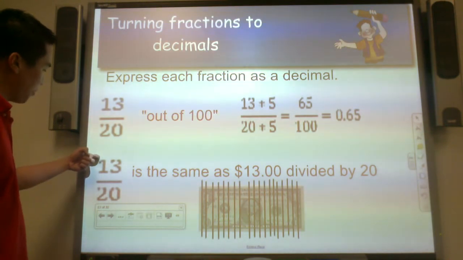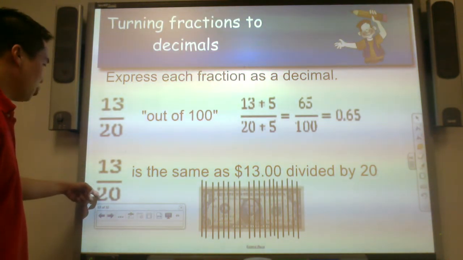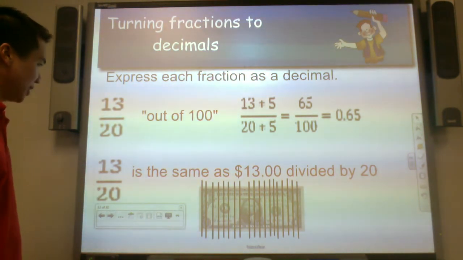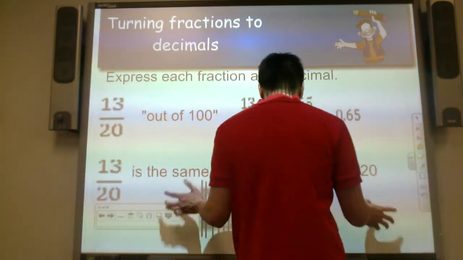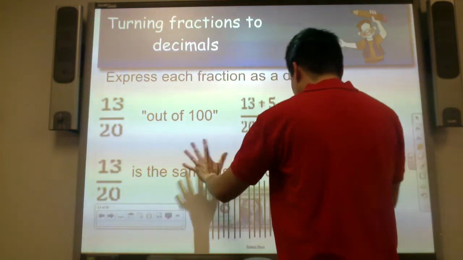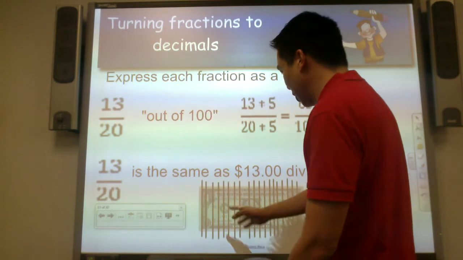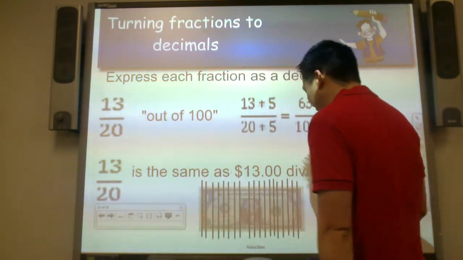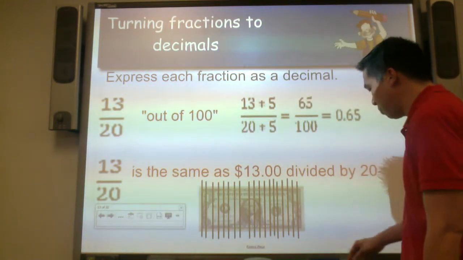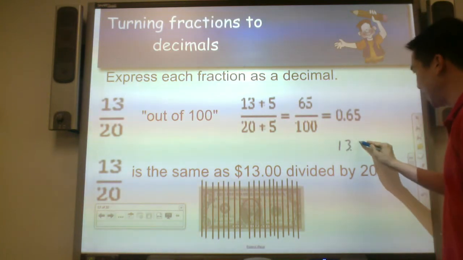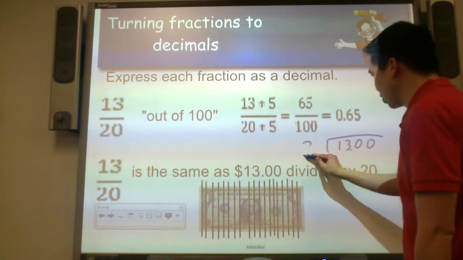If you do not care for the hundredths way, maybe you care about dividing. You have 13 and you want to divide it into 20. Imagine you had $13. I know there's no such thing as a $13 bill, but imagine there's a $13 bill here, and you divide it into 20 parts. So $13 divided by 20.